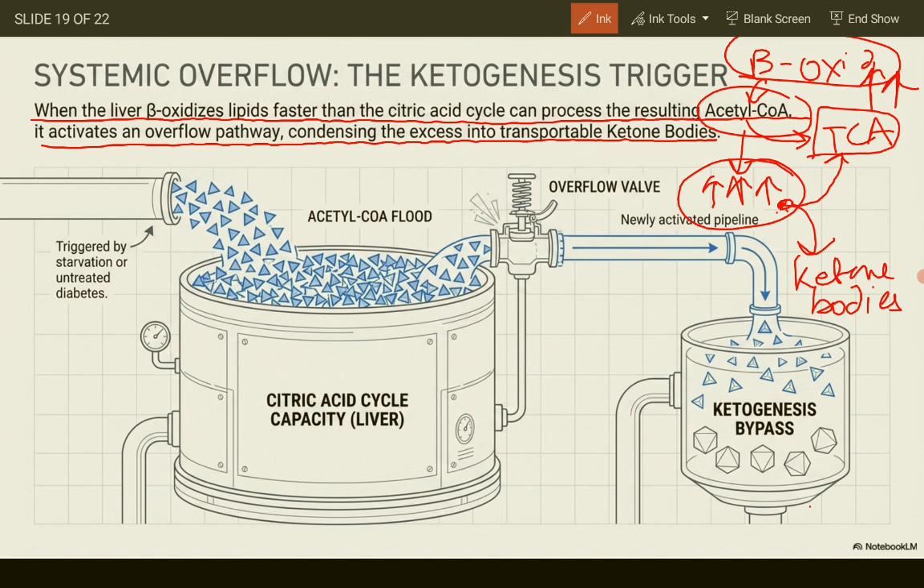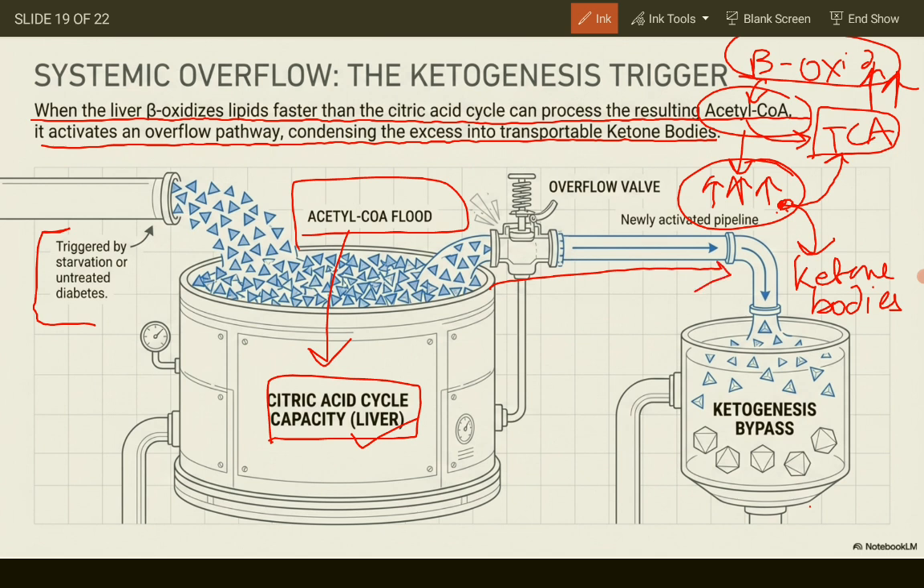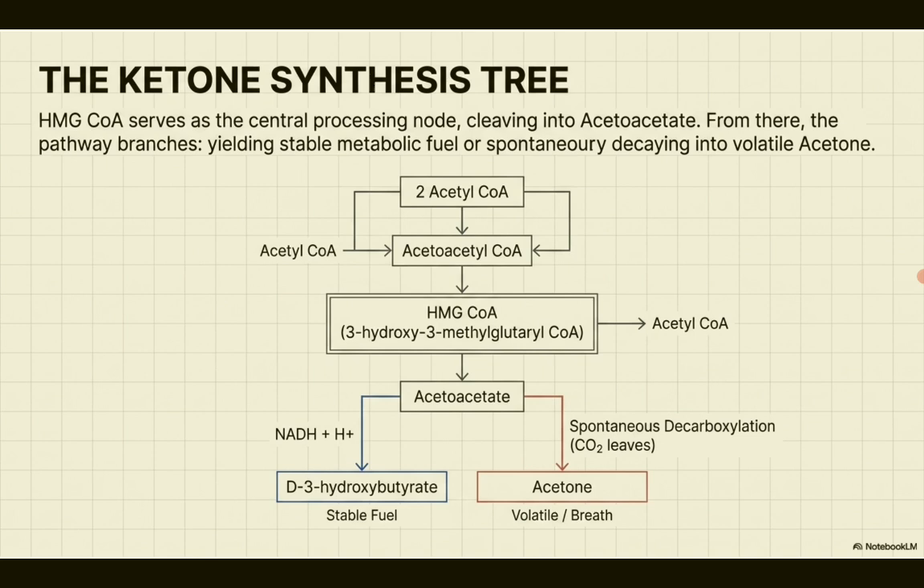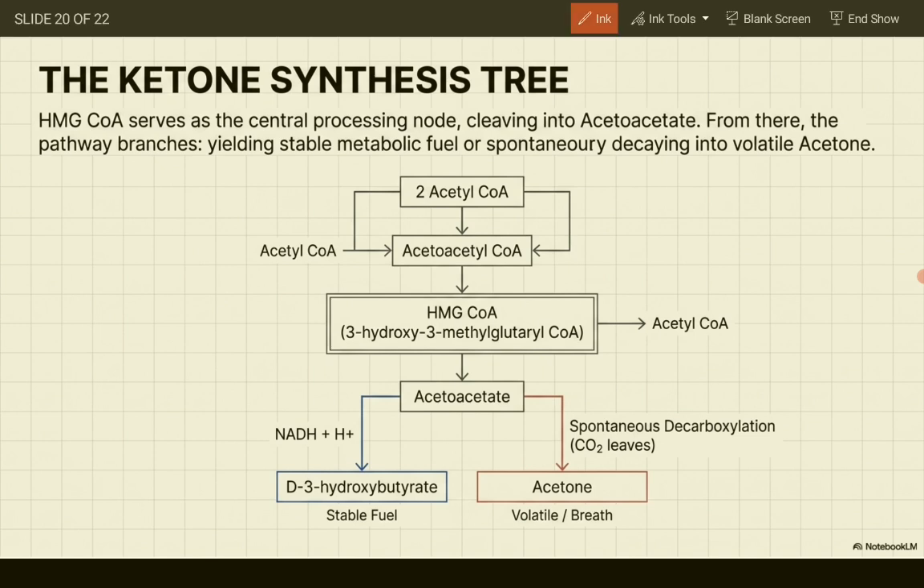You can see in this procedure, triggered by starvation or untreated diabetes, a flood of acetyl-CoA is being produced and the citric acid cycle's capacity is over. No more citric acid cycle can take acetyl-CoA. So the overflowing acetyl-CoA undergoes this process and produces ketogenic bodies, or ketone bodies. This happens if the patient has diabetes or is fasting.